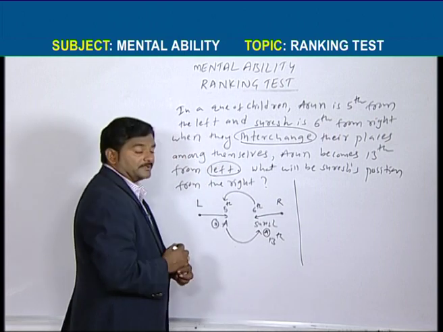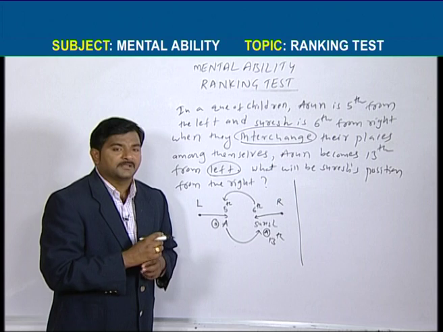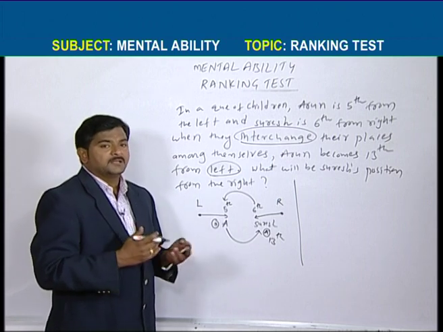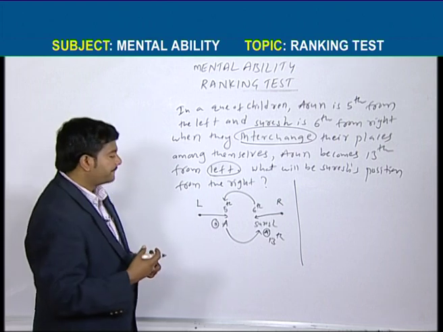You need not use the formula T is equal to n plus k minus 1. If it is a total kind of question, we can use the formula. But he asked to find out Suresh's position from the right. Okay, that is the case.